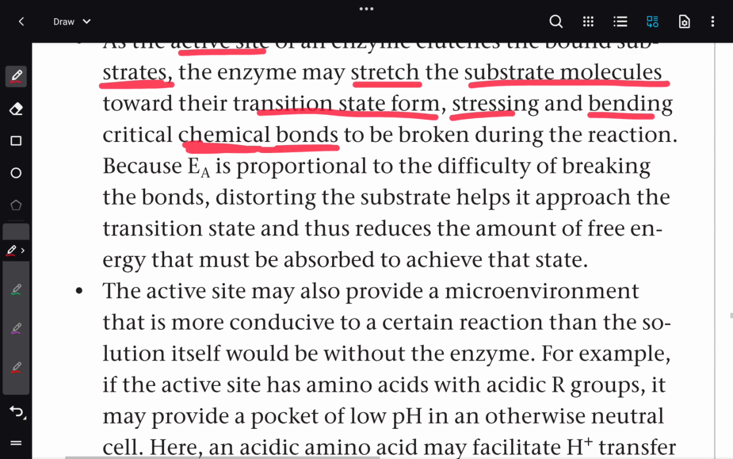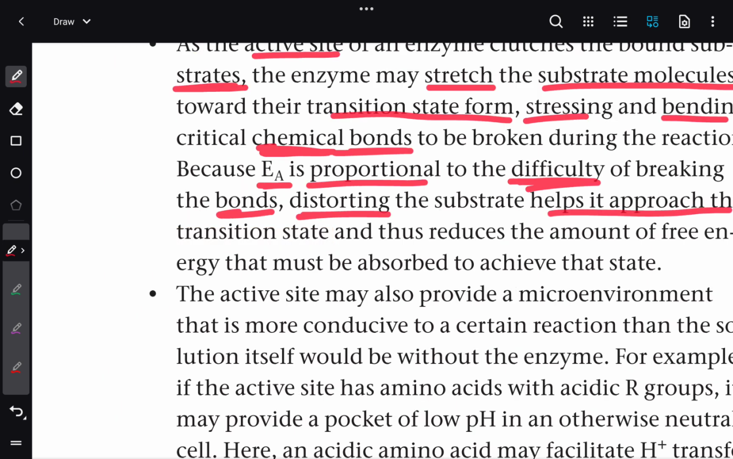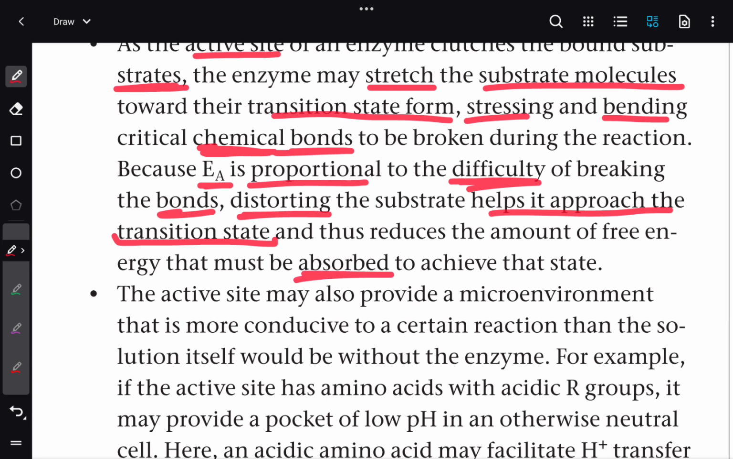Now, because activation energy is proportional to the difficulty of breaking the bonds, distorting the substrate helps it approach the transition state and thus reduces the amount of energy that must be absorbed to achieve that state.